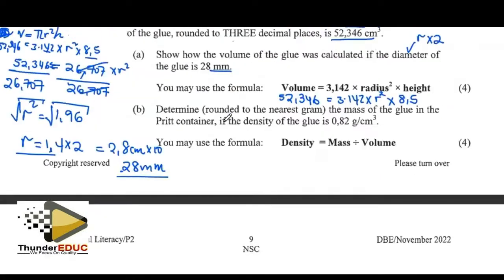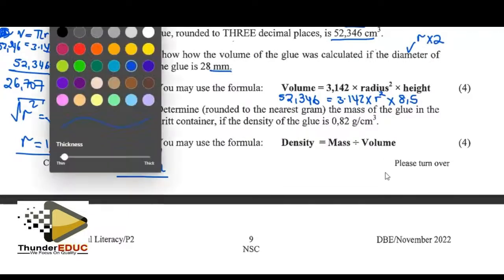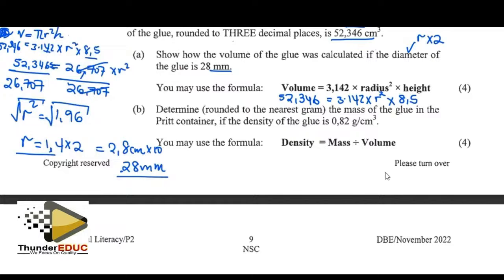Okay, we look at the second question. It says, determine and round it to the nearest gram the mass of the glue in the container if the density of glue is 0. So density here, they have told us, the formula is here: density equals mass divided by volume. So we determine, rounding to the nearest gram, the mass. So we're determining mass. Mass simply means it will be density times what?